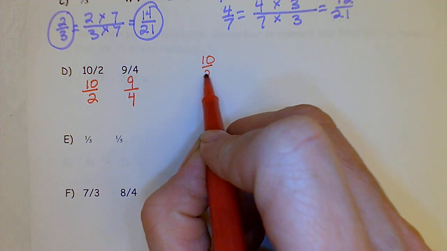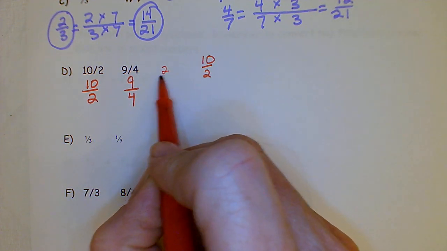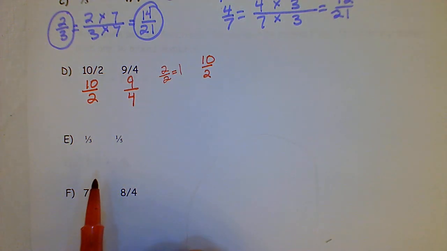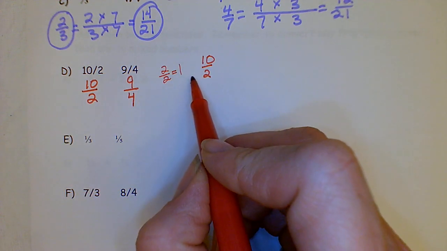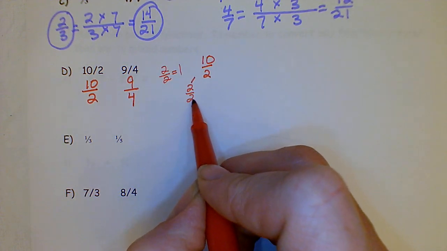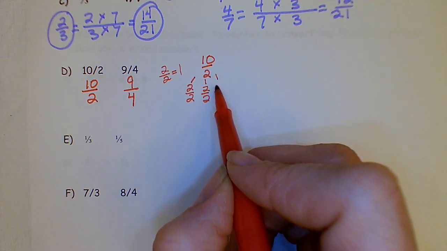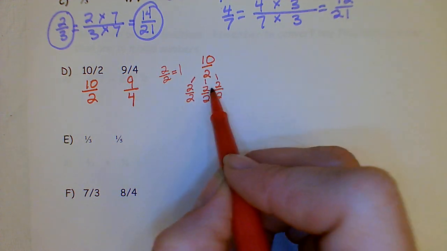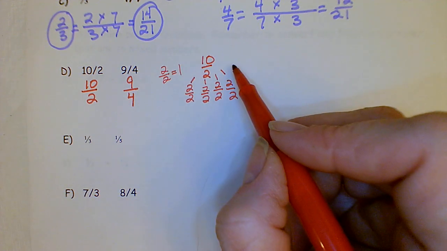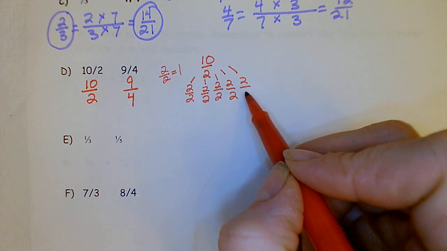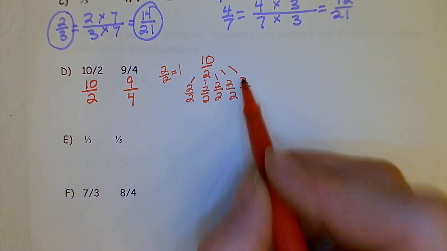If I have 10 halves, since my denominator is 2, I know that 2 halves is equal to 1. So what I want to do is pull out groups of 2 halves. I'm going to pull out 2 halves here. I'm going to pull out another 2, so that makes 4 halves. Another 2 makes 6 halves. Another 2 is 8 halves. And another 2 is 10 halves. 2, 4, 6, 8, 10.